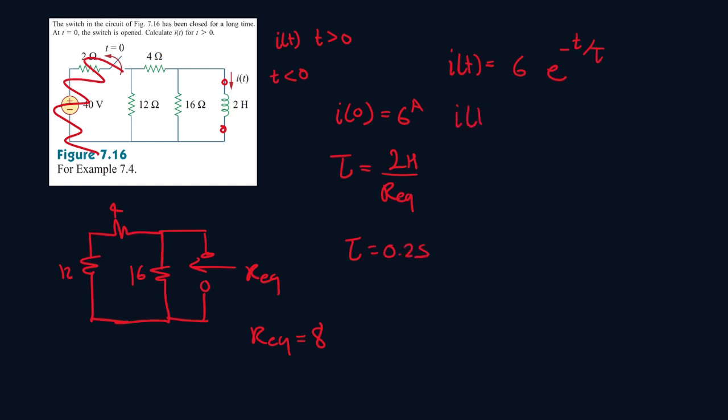So I of t will be 6 e to the power of t over 0.25, and that's just 6 e to the power of 4t amps. Okay, and that's your final answer.